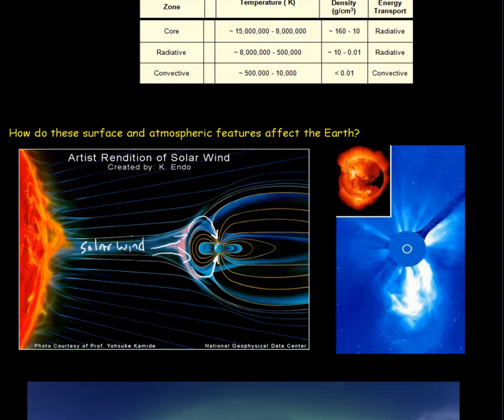This is a picture of the incredibly violent outside of the sun called the corona. This is a picture of a coronal mass ejection, which has actually made a lot of news lately with solar wind hitting the Earth and causing tremendous auroras.